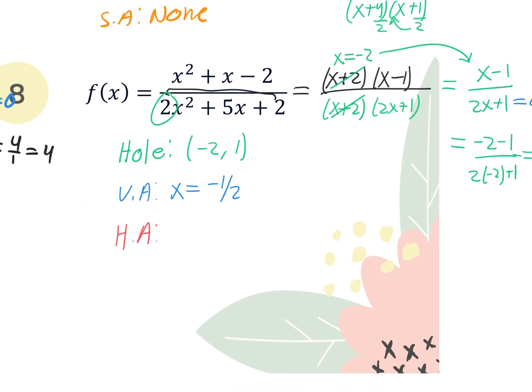Horizontal. Let's check the degree. The degree on top is a 2. On the bottom, it's also a 2. So it's going to be our leading coefficients. Leading coefficient of the top is a 1. On the bottom, it's a 2, so it's going to be y equals 1/2. If you have a horizontal, you don't have a slant.